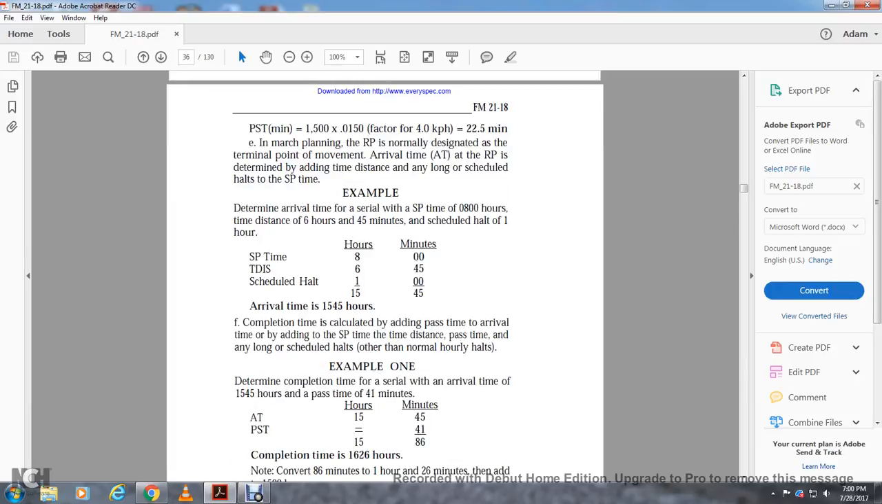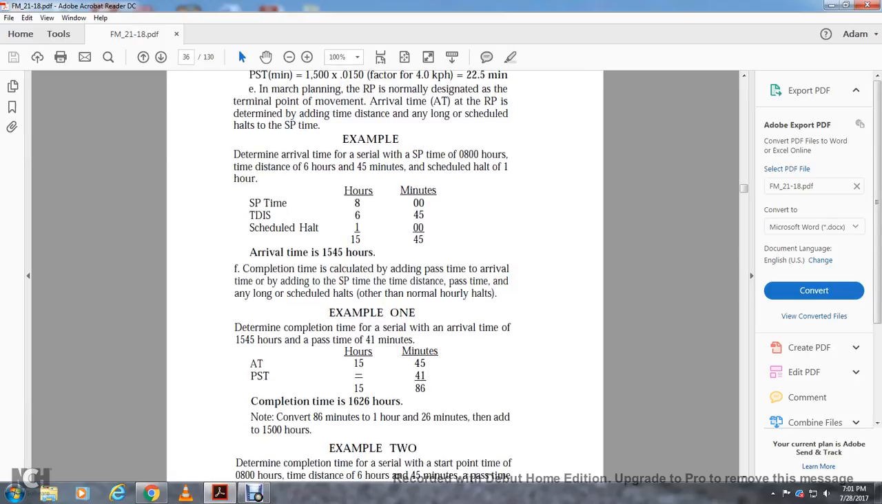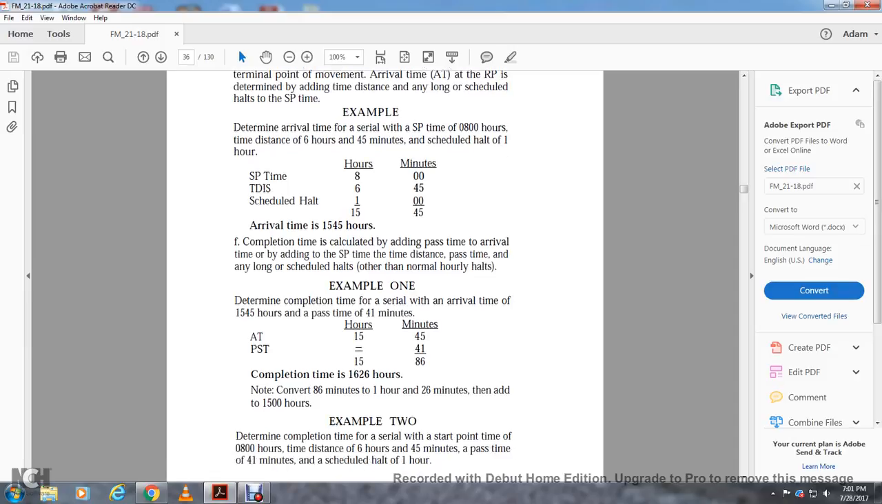Example: the arrival at the release point, with the starting point at 0800 hours, a time distance of 6 hours and 45 minutes, and a scheduled halt of 1 hour. The starting point is 8 hours. Total distance is 645 minutes. Scheduled halt is 1 hour. That gives 15 hours and 45 minutes. Arrival at 1545 hours. Completion time is calculated by adding the pass time to the arrival time, adding the start time, the time distance, any scheduled halt, and other normal hourly halts.